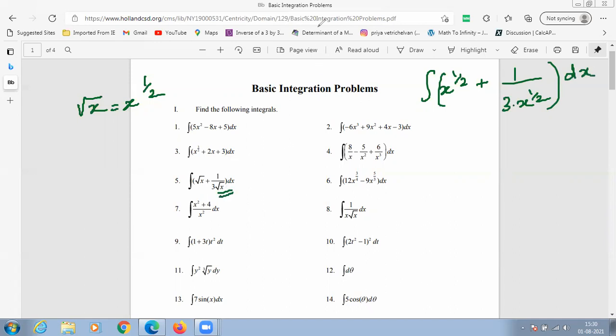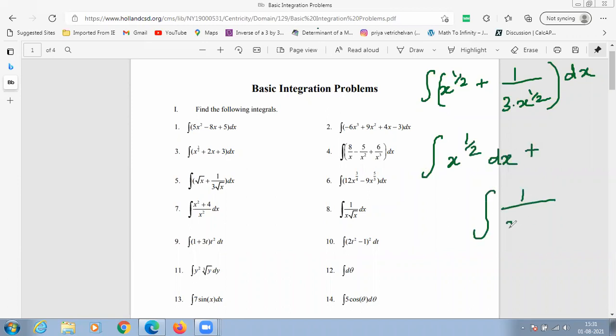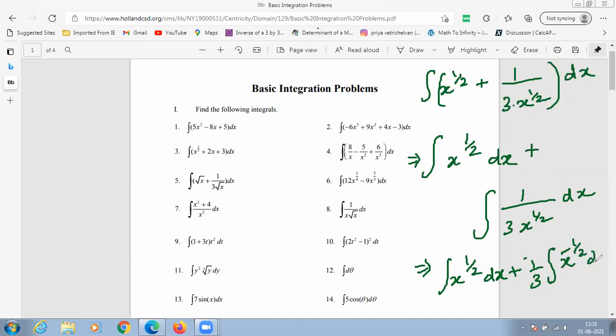This root x also can be written in the form of x power 1 by 2. So I'm going to apply the distributive property again. I can split this into 2: integral x power 1 by 2 dx plus 1 upon 3 times integral of x power minus 1 by 2 dx.